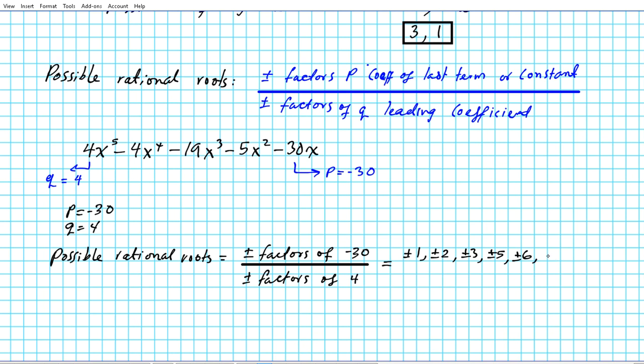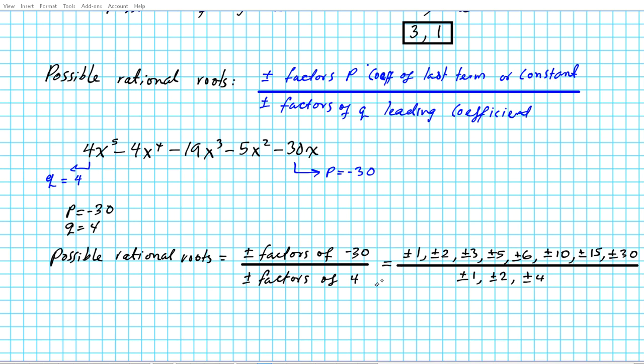6, we're going to go all the way to halfway. 6, 7, 8, 9, 10. Does 10 go? Yes. Plus or minus 10. 11, 12, 13, 14, 15. Plus or minus 15 goes. And then we have plus or minus 30. So these are the factors of p. We're going to divide that by the positive and negative factors of q. So what are the factors of 4? Plus or minus 1, plus or minus 2, and then plus or minus 4.